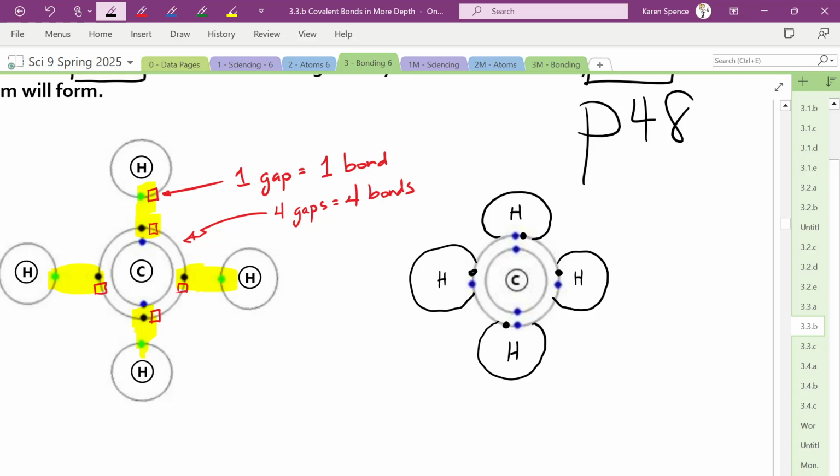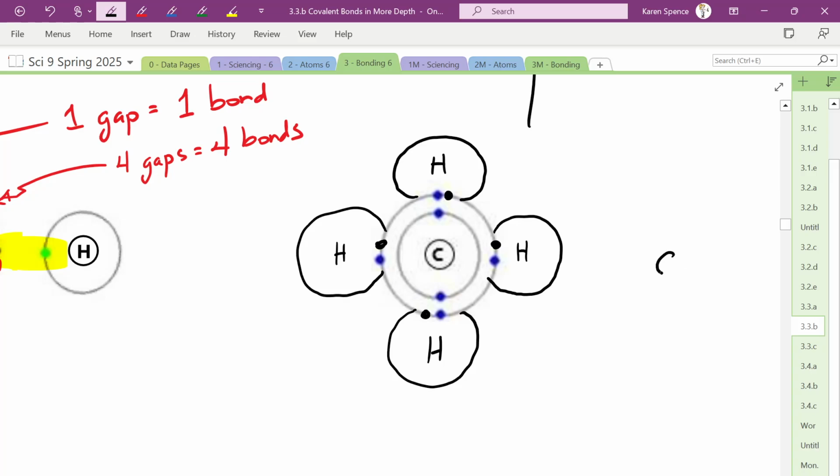What would that look like if I wanted to just draw the letters and the lines? Who goes in the middle? Carbon goes in the middle, and we attach it with a single line to hydrogen because they share one pair of electrons. And we attach it with a line to another hydrogen because that's one pair. And we attach it with a line to another one. That's one pair.